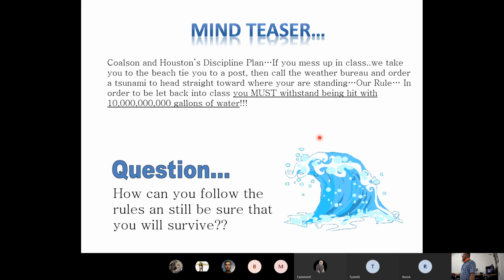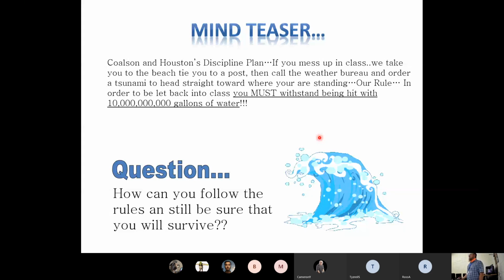Right. But how are you going to withstand 10 billion gallons of water being poured on you? Like poured? Like hitting you. Yeah, you're going to get 10 billion gallons of water hitting you. I don't know. You get the full pouring zone. Right, but we're talking about lots and lots of water.